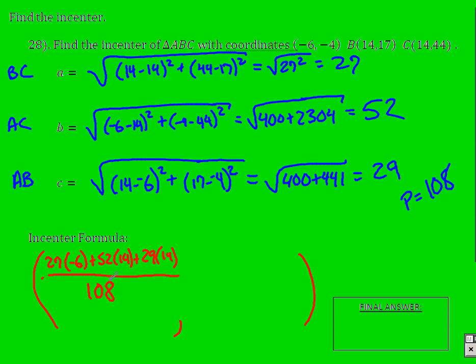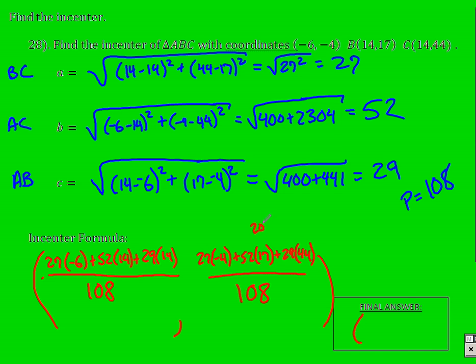Same thing for the y part, except we're going to need to do the y values instead of the x values. So in this one, it should be 27 again is the distance, times the y value of A, negative 4. 52 is B, times the y value of B, 17, plus 29 times the y value of C, which is 44. Again, divided by 108. And when I plug that into my calculator and plug and chug, make sure you do the whole numerator first.